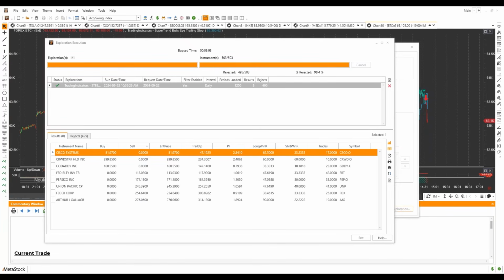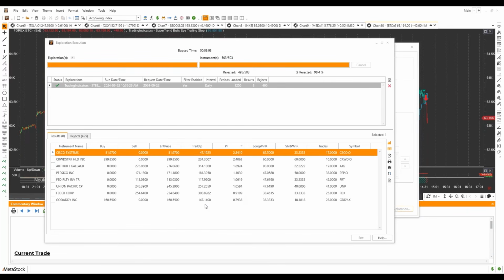But where does generation 2 come in? Well, generation 2 comes in by means of this column, and this column here, which is our profit factor, our long win rate, and our short win rate. Because now you can do something really, really cool. We can sort our findings, let's say by profit factor, from highest to lowest.